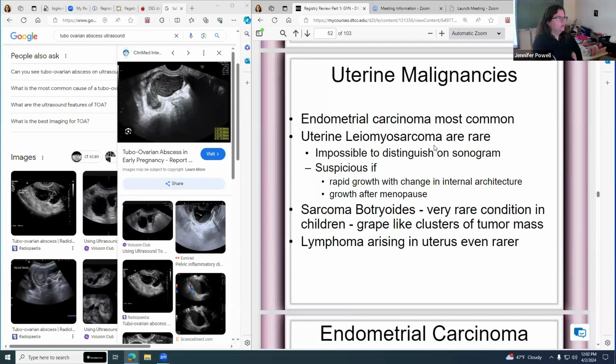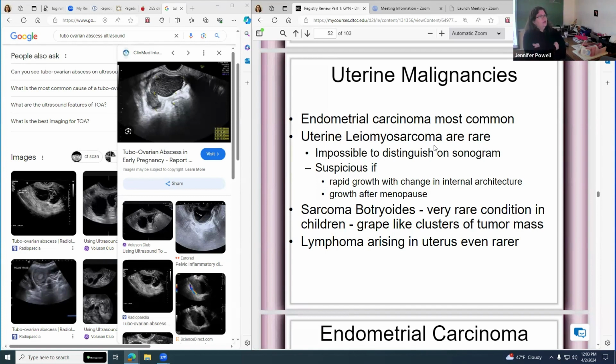Well, why is that a clue? Because if you remember, fibroids are estrogen dependent. Usually, when a woman goes through menopause and there's no more estrogen, they shrink. If they're growing for some other reason than estrogen, that's a big clue.